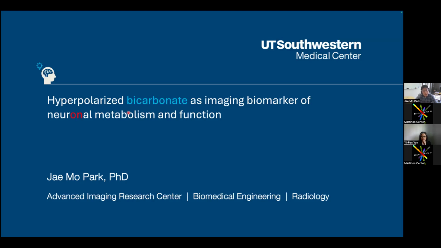So, it's not a complete answer, but we have more ex vivo data that support that the hyperpolarized bicarbonate is primarily from the neurons rather than astrocytes or microglia or other brain cells. So the title could have been "Hyperpolarized bicarbonate imaging biomarker of neuronal metabolism" instead of "neural metabolism," but I just wanted to be cautious in terms of the title.